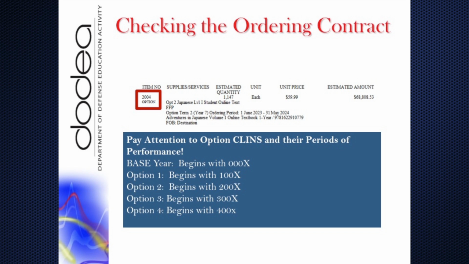Also keep in mind that options have different CLIN numbers. An option is a CLIN that the government has the option of exercising unilaterally against the contractor. Usually options are in years. So for the first option year, the CLINs will begin with 1. Option year 2, the CLINs will begin with 2, and so on. So this 2004 is for an option year or option period 2. It's typically how we write our contracts in DoDEA.